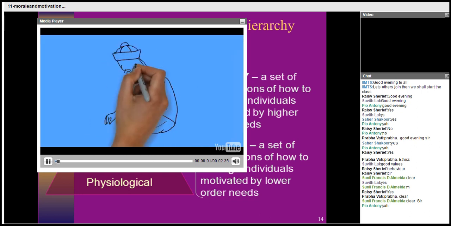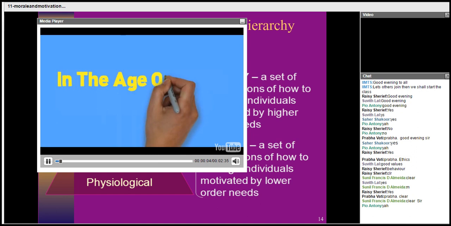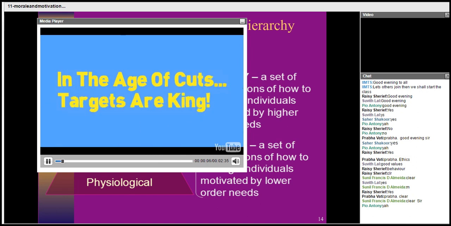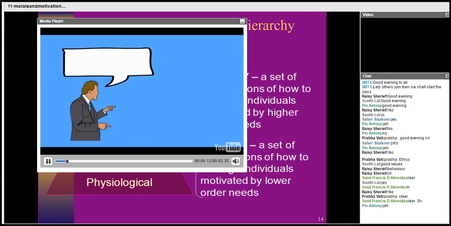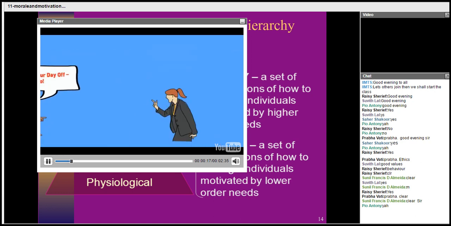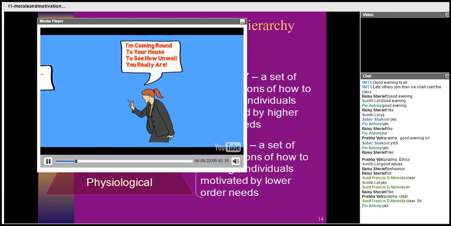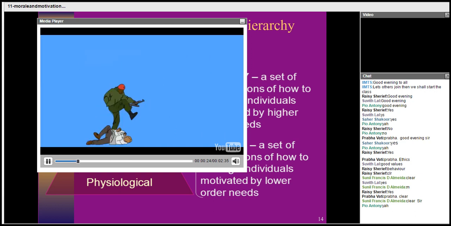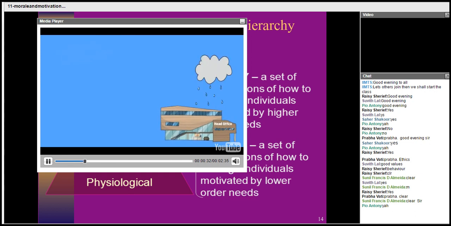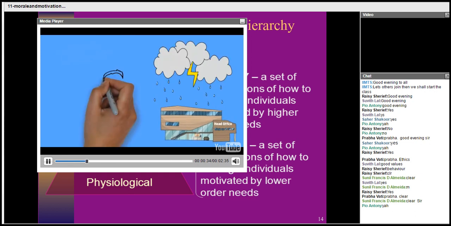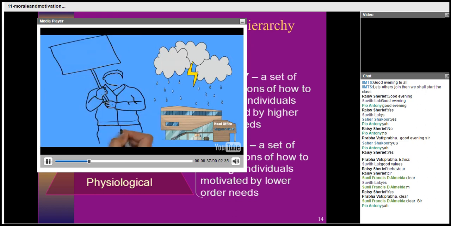A wise man once said, "In the age of cuts, targets are king." The leadership team, consumed by fear of failure, impose unrealistic demands upon the workforce. Trust appears to be in rather short supply. Whistleblowing is, should we say, positively discouraged. A deepening mood of gloom and despondency falls over head office. It is fair to say that all is not well.